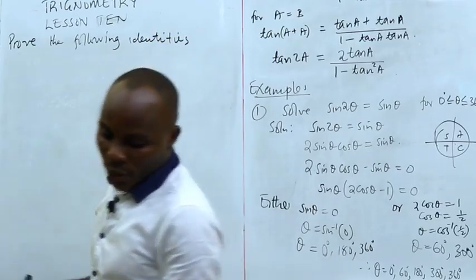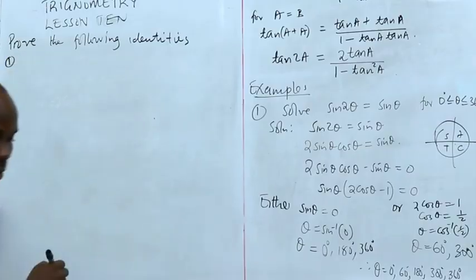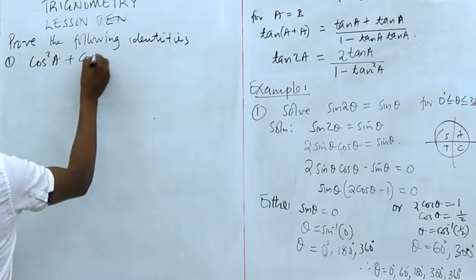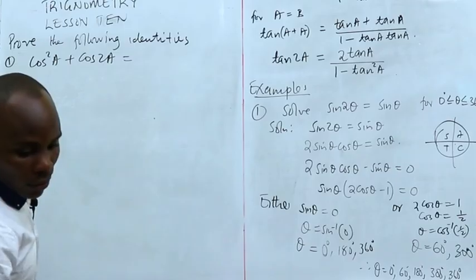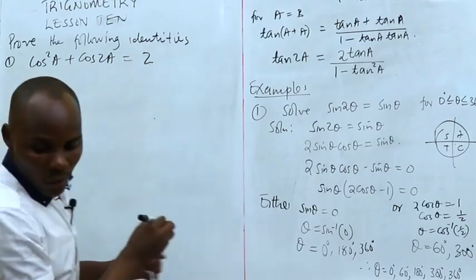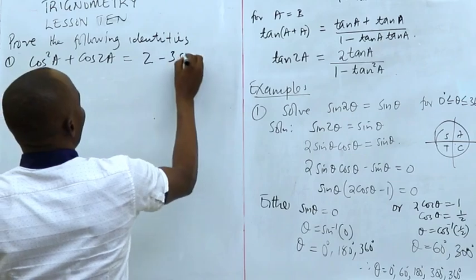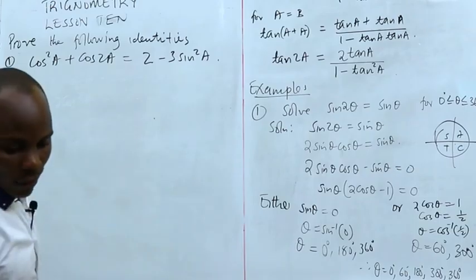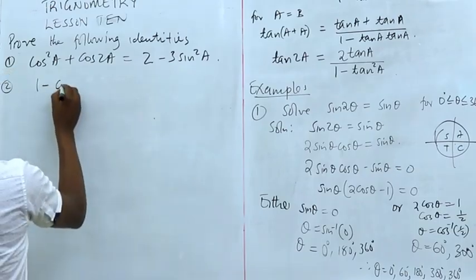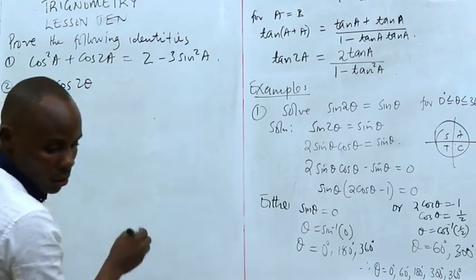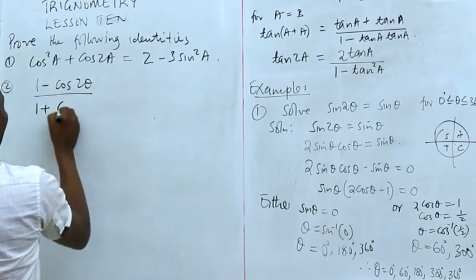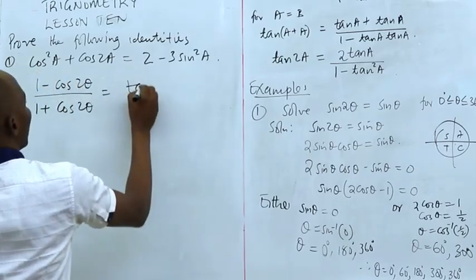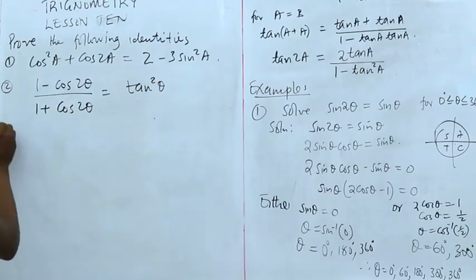Prove the following identities. Let me first list them. Number 1: cos squared A plus cos 2A is equal to 2 minus 3 sine squared A. Number 2: 1 minus cos 2 theta over 1 plus cos 2 theta is equal to tan squared theta.